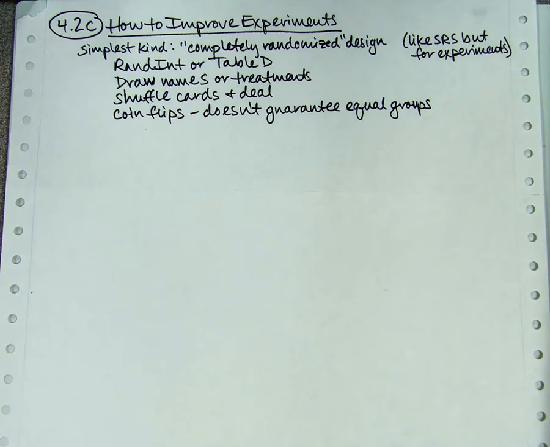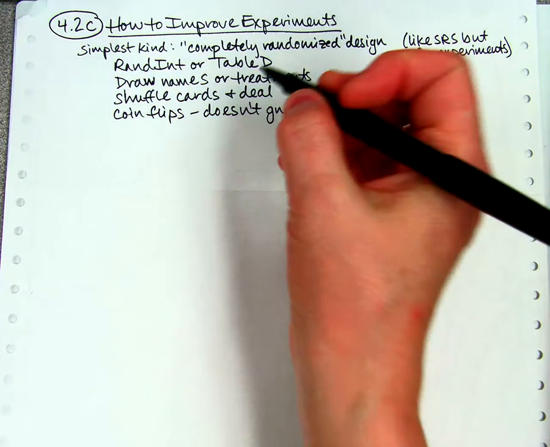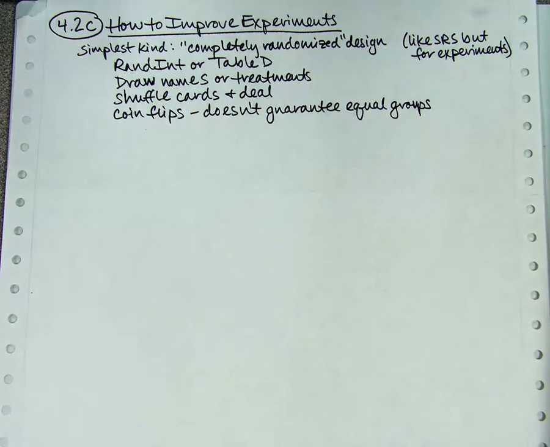So you wouldn't want to take like the people as they come in the door. There's some bias that could enter there. Like imagine if all the tardy people ended up in the same group. That's not probably a good idea. So think about things like that. But that's the completely randomized design, is just assign people to groups, nothing else complicated going on.